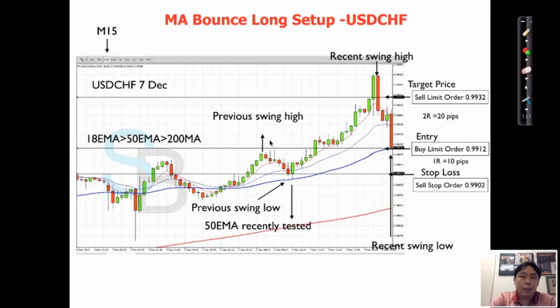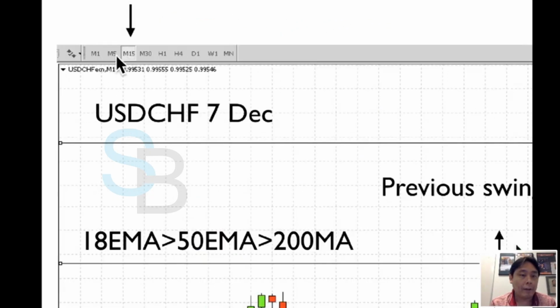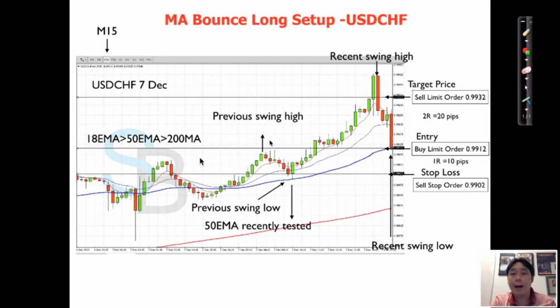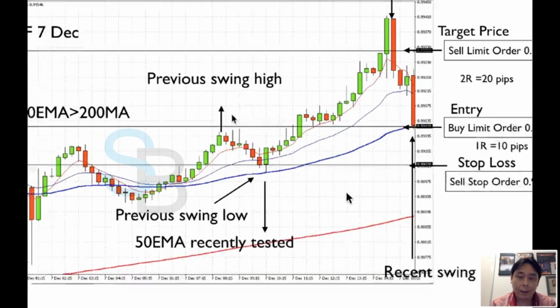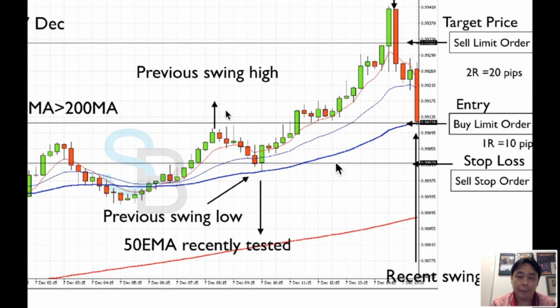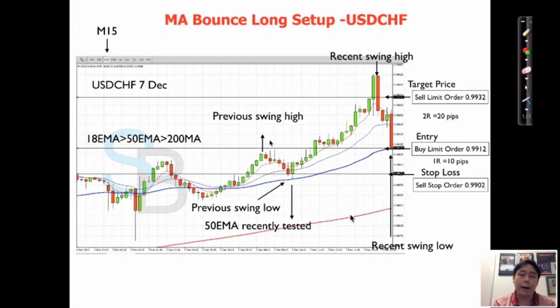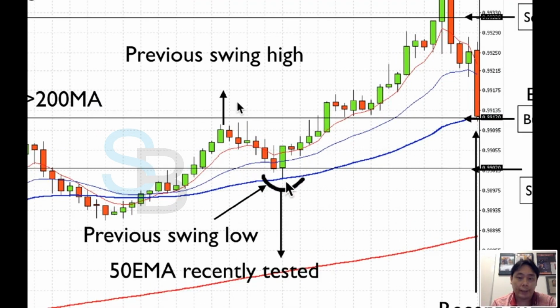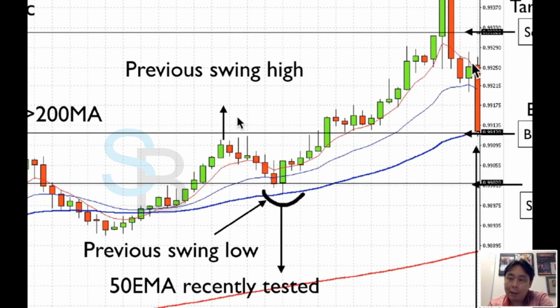So the next example is on dollar franc. This was on the 7th of December. And again, looking at 50-minute candles, we have a clear uptrend pattern, as you can see. 18 above 50, 50 above 200, right? Clear uptrend. And again, I noticed that the 50 moving average was tested. Can you see that? Boom. We just did one test, and the price goes up, and it's coming down, coming down, and it's going to hit the 50.